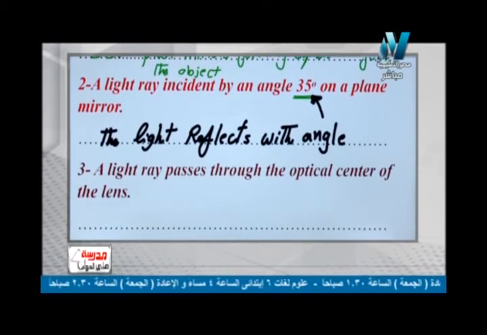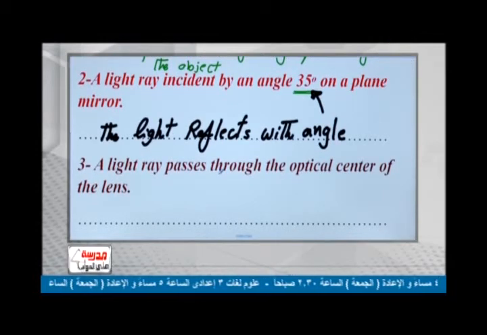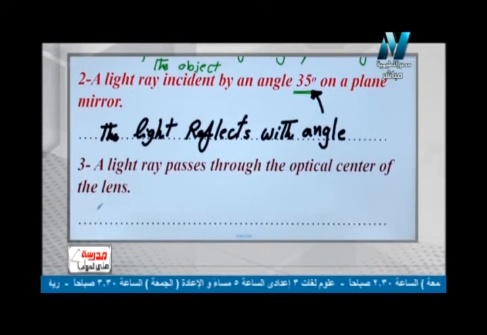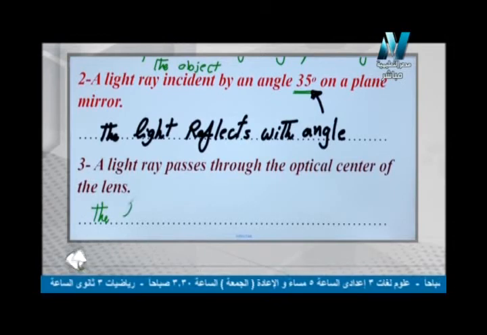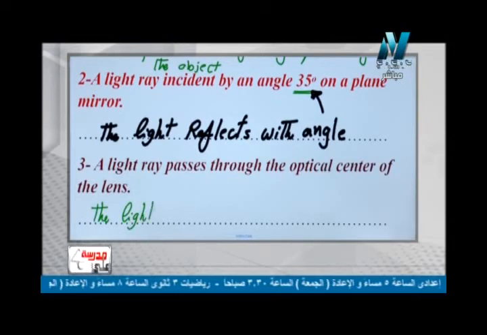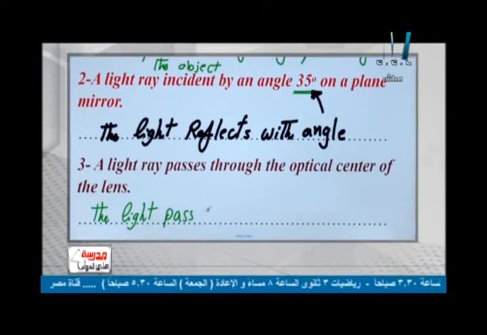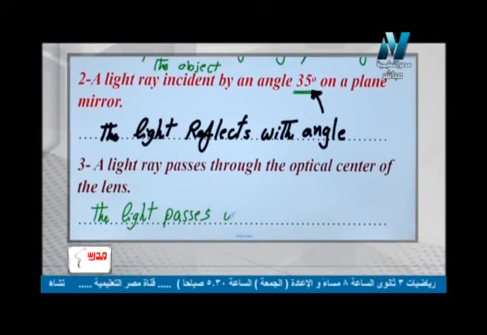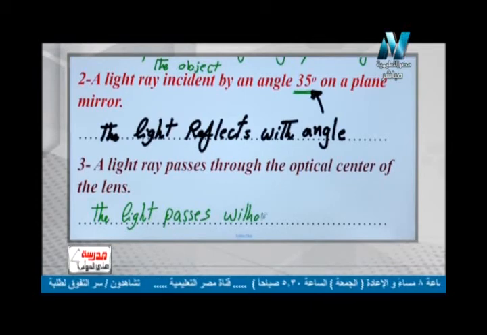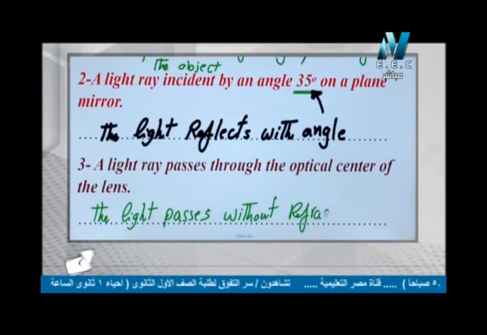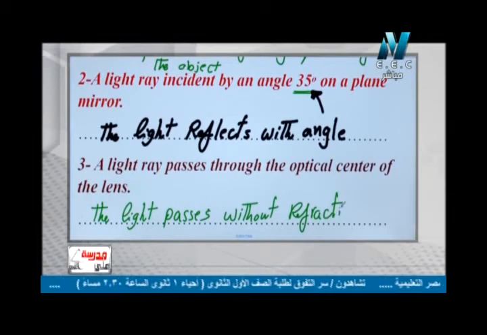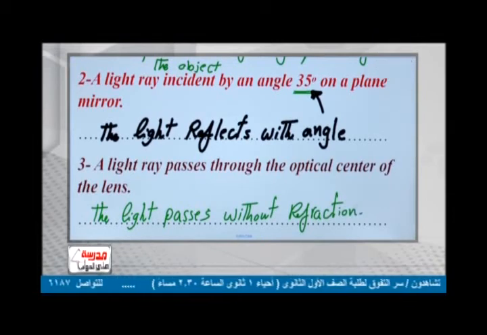Third question: a light ray passes through the optical center of the lens. What happens in this case? The light ray passes without refraction, continuing in the same straight line.